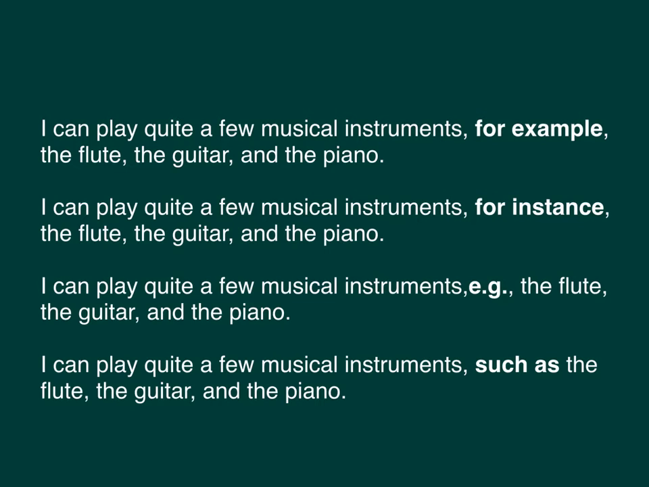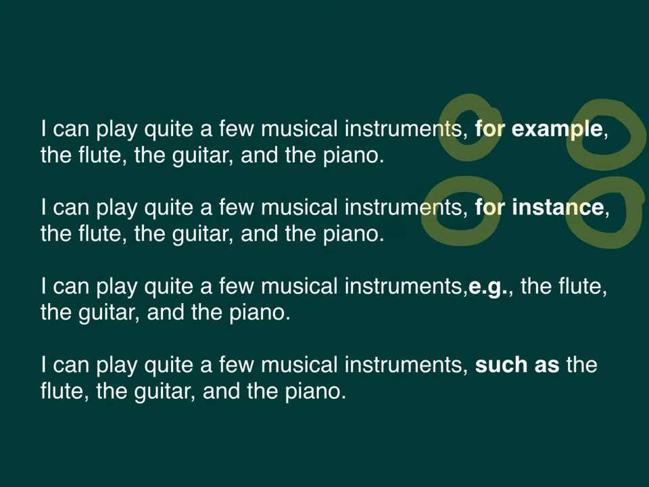Let's take a look again at the four phrases. So we see in the first phrase, we have for example. Before, for example, there's one comma, and after, for example, there's another comma. When we look at the second phrase, it's the same. Before, for instance, there's one comma, and there's also one comma after, for instance.